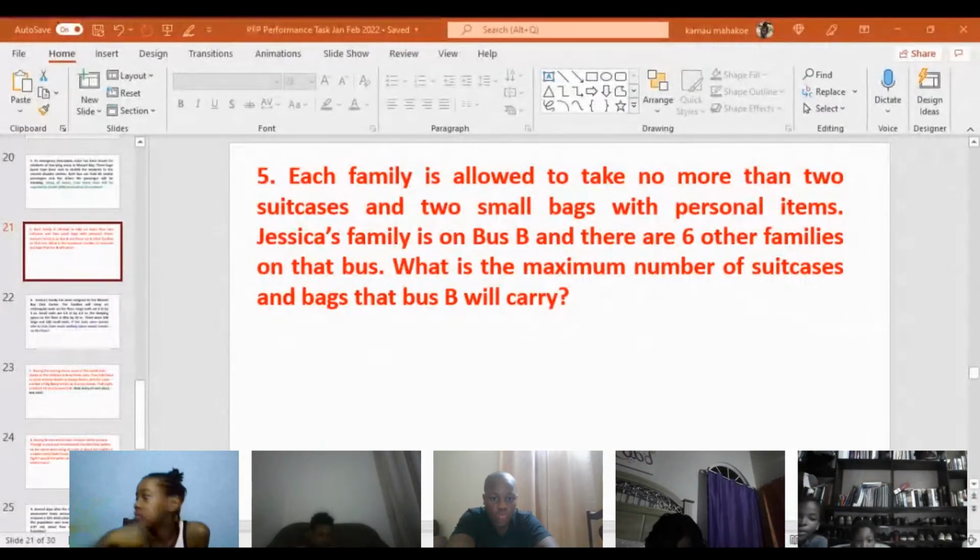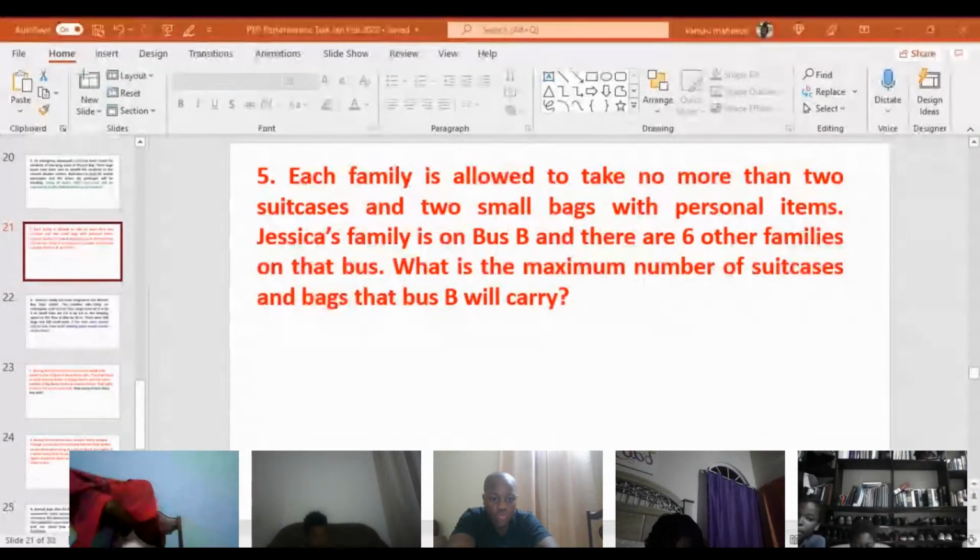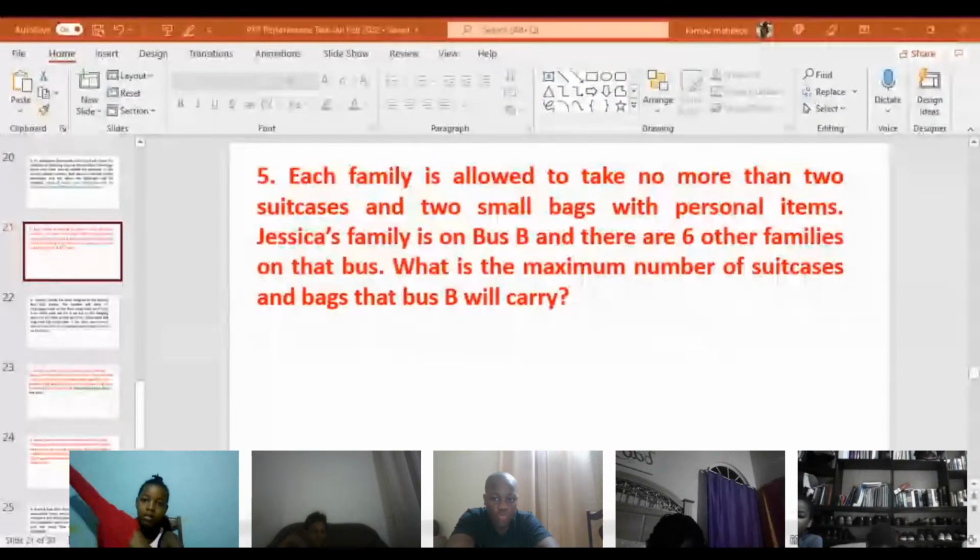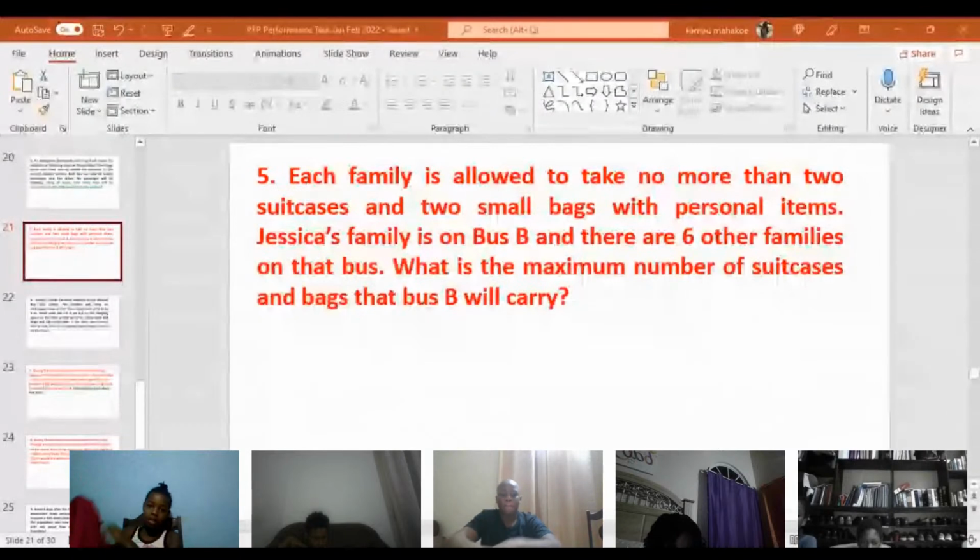Number 5. Each family is allowed to take no more than 2 suitcases and 2 small bags with personal items. Jessica's family is on bus B, and there are 6 other families on that bus. What is the maximum number of suitcases and bags that bus B will carry?